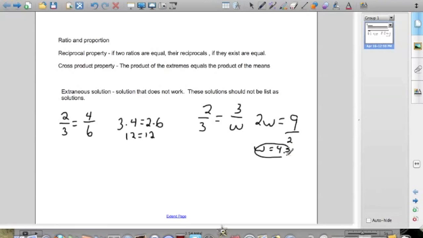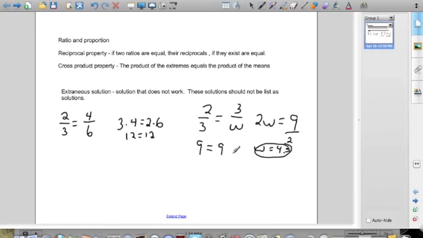Now I can check to see if that's true by taking 2 times 4.5, and that's 9, and taking 3 times 3, and that's 9. So I can always check my work. So when I'm all said and done, 9 is equal to 9 when I use 4.5 in for W. All right, so that's what we're taking a look at when we're solving these ratios and proportions.